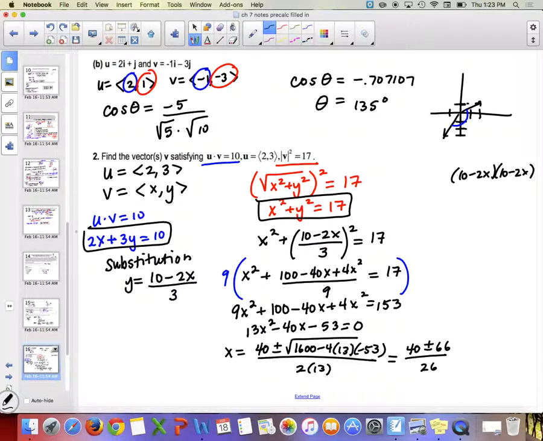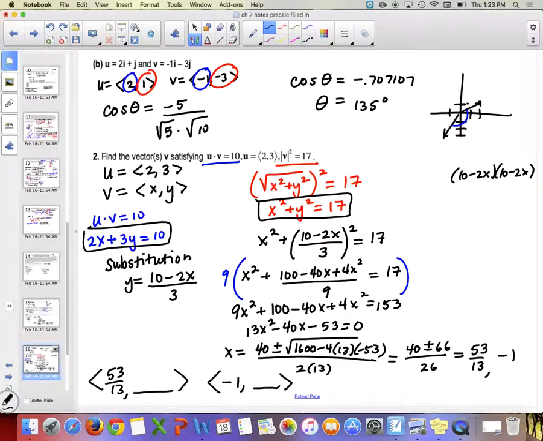So when I do 40 plus 66, and then I divide by 26, I get, it looks kind of gross, but it's 53 over 13. And when I do the other one, 40 minus 66 over 26, I get negative 1. How nice. So the last thing you have to do is these are the values for x. So that means we have a vector that starts with 53 over 13, but we don't know what its y value is. And we have a vector that starts with negative 1, but we don't know its y value.